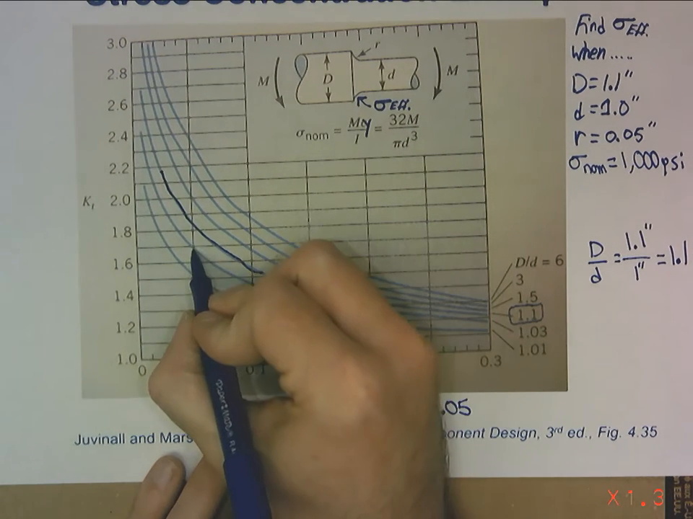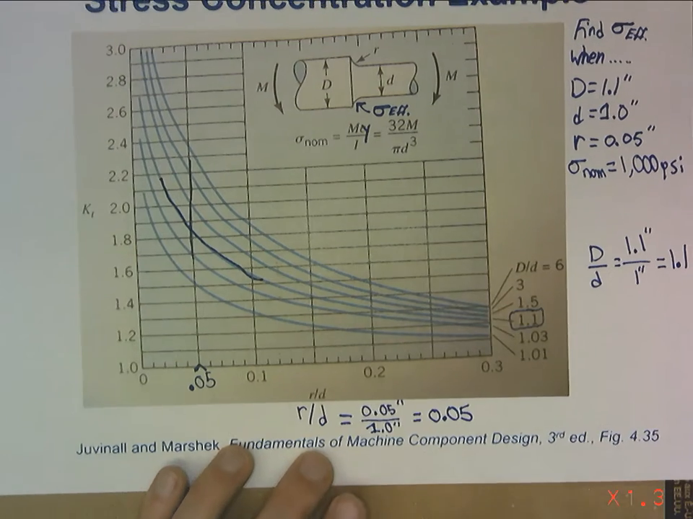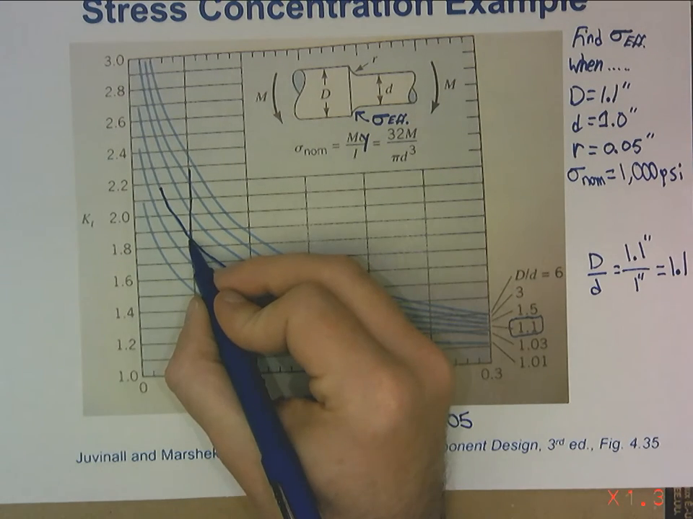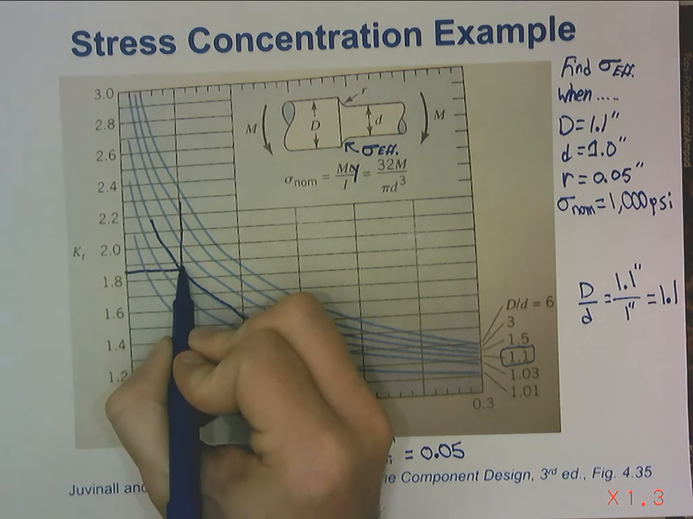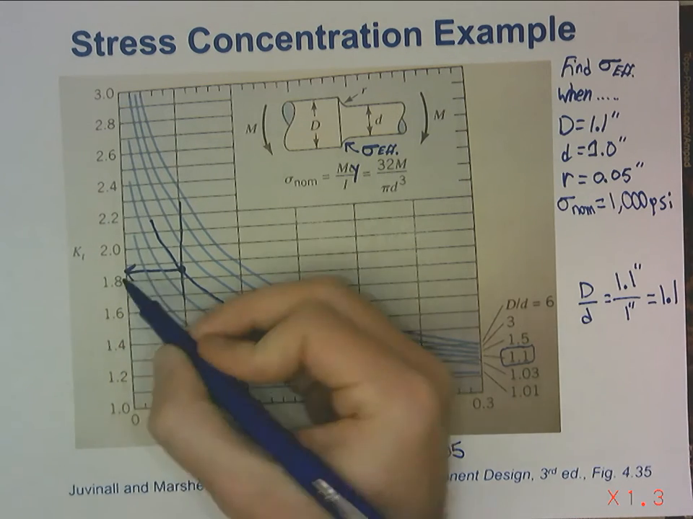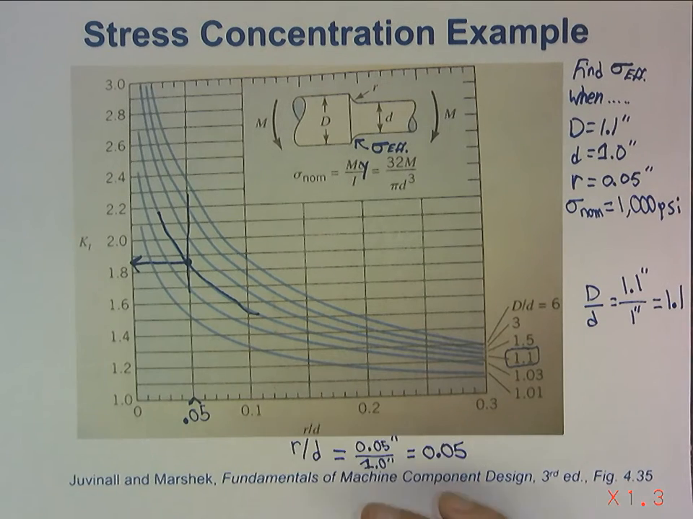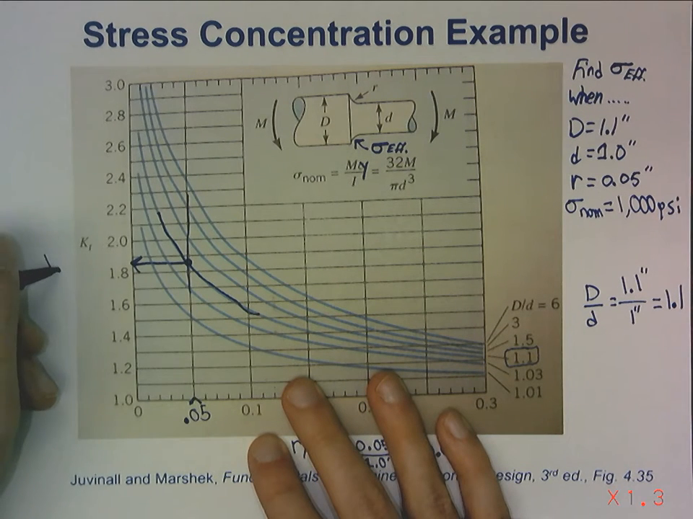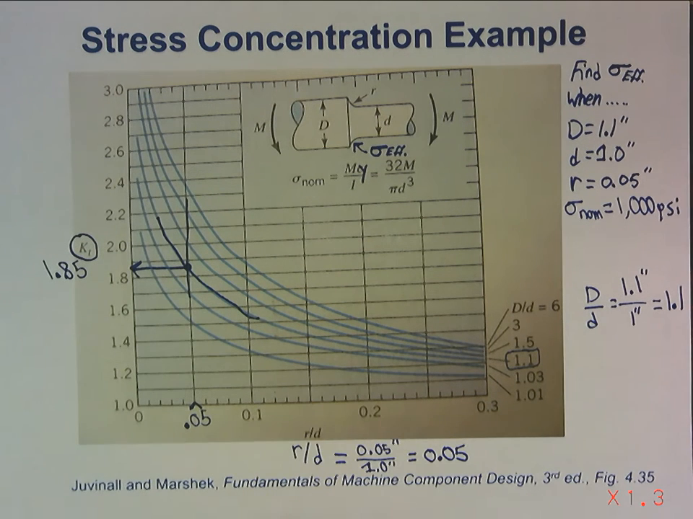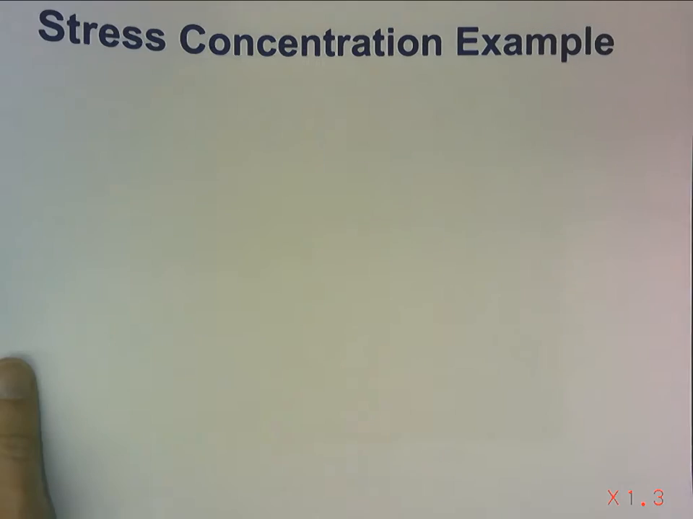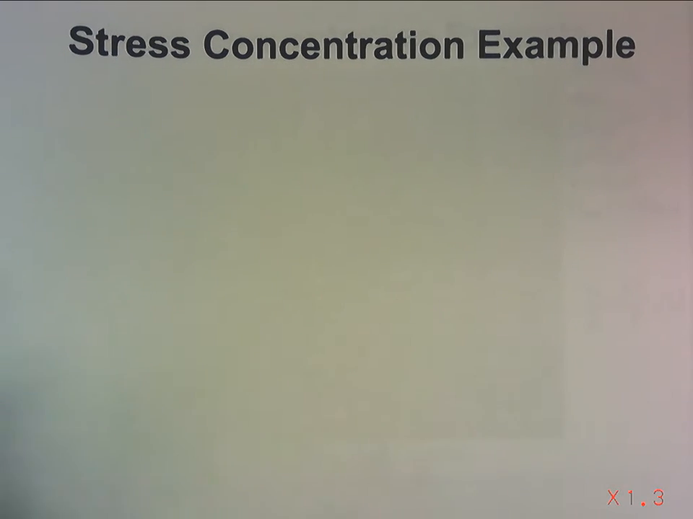and we're here, we intercept here, which is associated with a y-axis value of 1.85, and that is labeled KT. That is our stress concentration factor. So now, let's see. I'm about out of room. There should be a blank slide after this for you guys to be working this on.